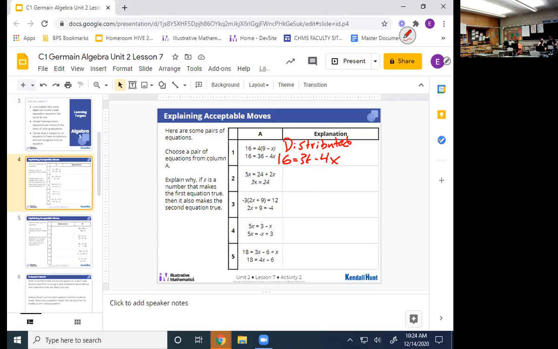Good. When we look at number 2, what do we say? What sort of move was taking 1 to 2? What did we do here? Junior. Subtract 2x. From where? Both sides. Very good. So you want to be really specific and you want to say we subtract 2x from both sides.